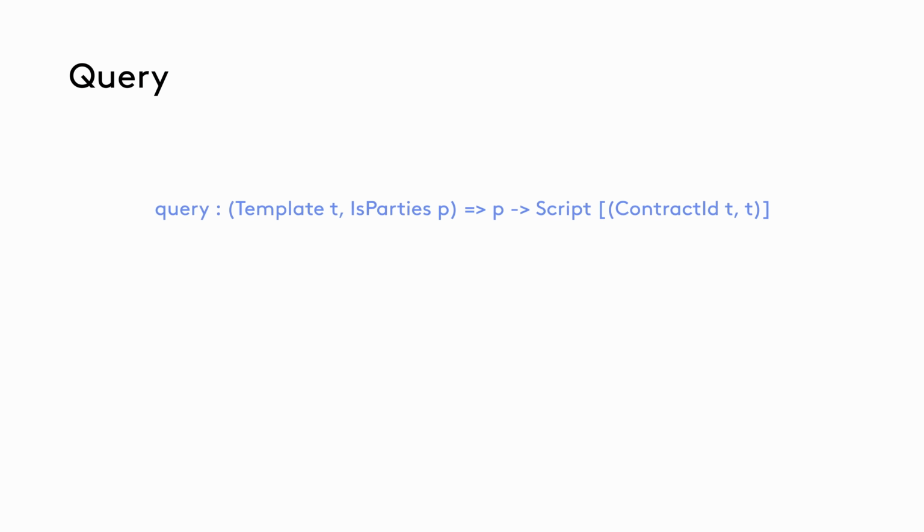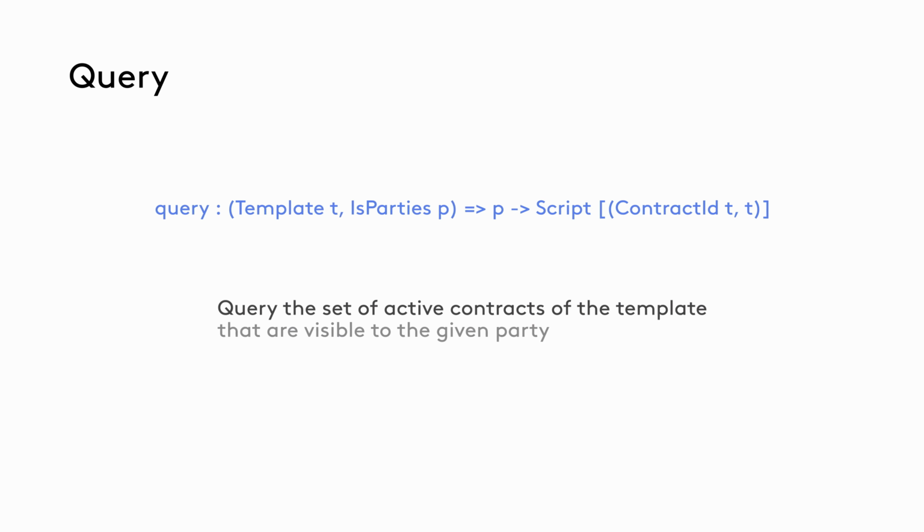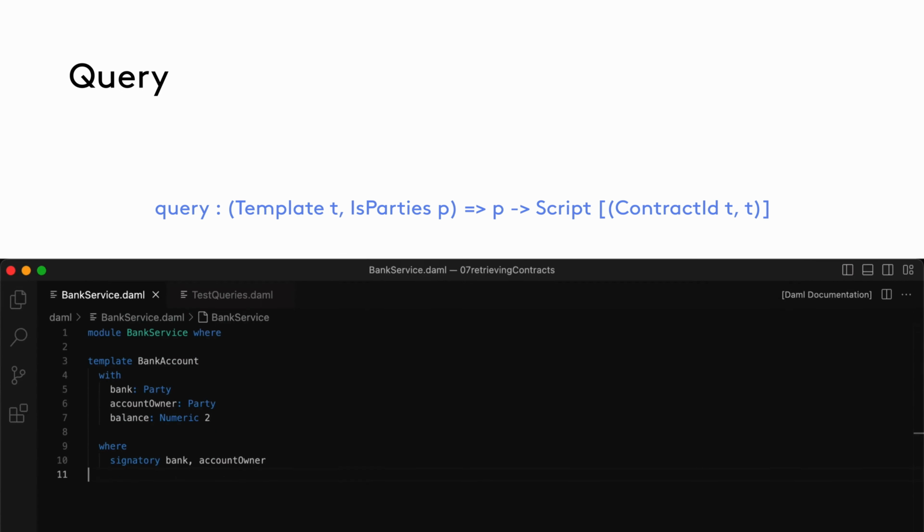The first function is a query which takes a party P and returns a list of tuples containing the contract ID and contract payload. We need to be mindful of type constraints for template and as party to make sure that we pass the correct data type to this function. Let's look at an example to understand how it works.